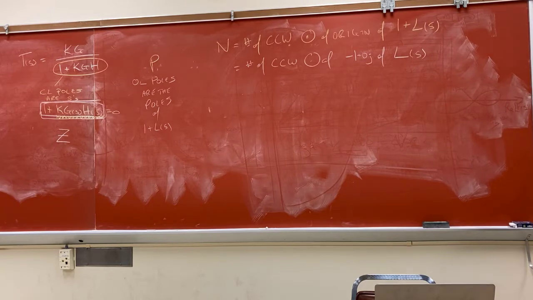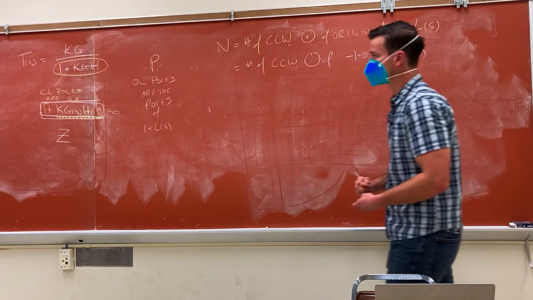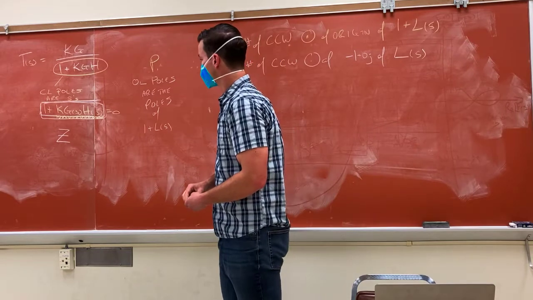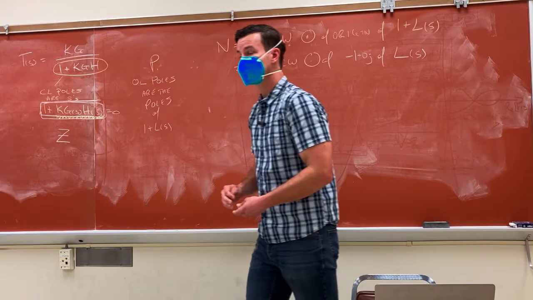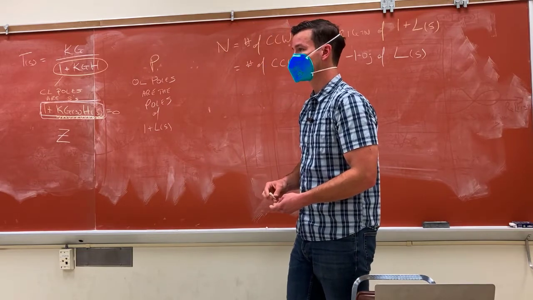I'm confused between Z and G, because if Z is the closed loop poles of this function, aren't they going to be the same poles of 1 plus L of S?